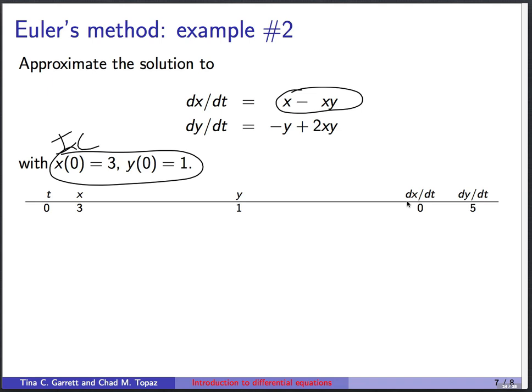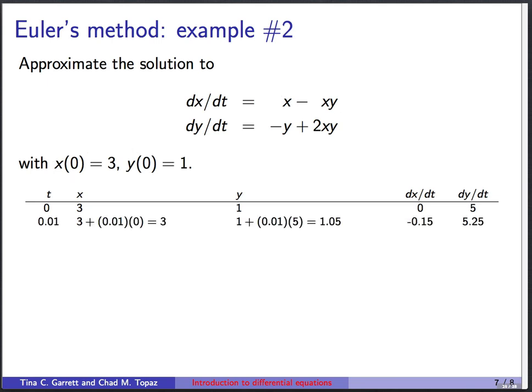Then for y, I have to do negative y plus 2xy. That's negative 1 plus 2 times 3 times 1. That gives me a velocity of 5. So now we can evolve forward in time a little bit. I'm going to evolve forward 0.01 time units. So my new value for x will be the old x position, which is 3, plus the additional amount of time I drove, which is 0.01, times my x velocity, which is 0, so I stay at 3. For y, I'm going to be at my old position of 1, plus the amount of time we drove, 0.01, times the y velocity, which is 5, so that takes me to 1.05 is my new position for y.